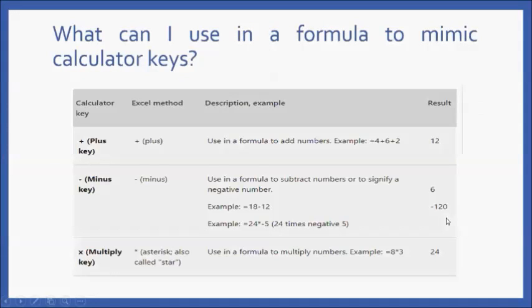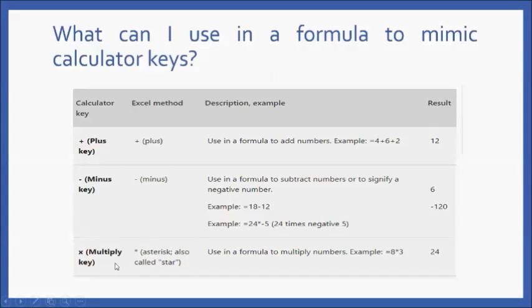Then press Enter to get the result. So what can I use in a formula to mimic calculator keys? We have the plus key used in a formula to add numbers. For example, equal sign 4 plus 6 plus 2, and then the result is 12. Then we have the minus key used in a formula to subtract numbers or to signify a negative number. Example, equal sign 18 minus 12, so that is 6. And then we have equal sign 24 times negative 5 is equal to negative 120.